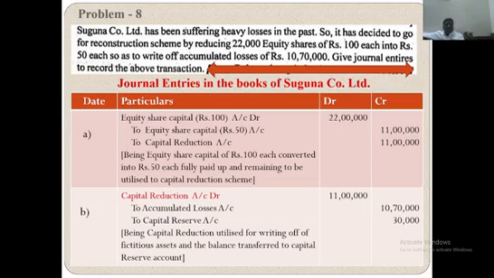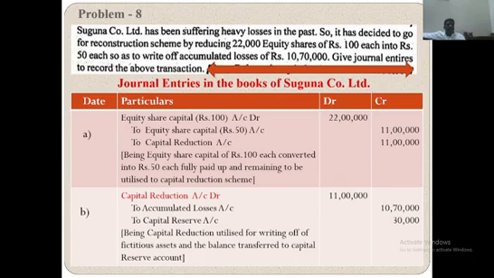Suguna Company Limited has been suffering heavy loss in the past, so it has decided to go for a reconstruction scheme by reducing 22,000 equity shares of rupees 100 each into 50 each, so as to write off accumulated losses of 10,70,000. Give the necessary journal entry to record the above transaction. In the books of Suguna Company Limited, journal entry: date, particulars, debit in rupees, credit in rupees.